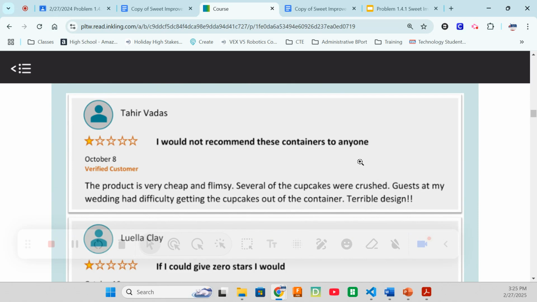So you have the first review, Tahir Vedas. I would not recommend these containers to anyone. The product is very cheap and flimsy. Several of the cupcakes were crushed. Guests at my wedding had difficulty getting the cupcakes out of the container. Terrible design.